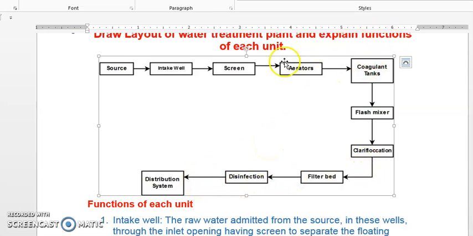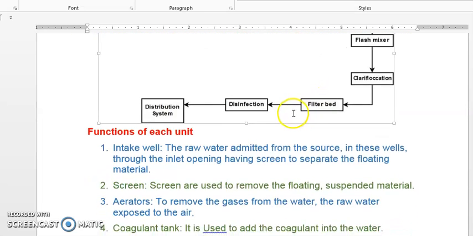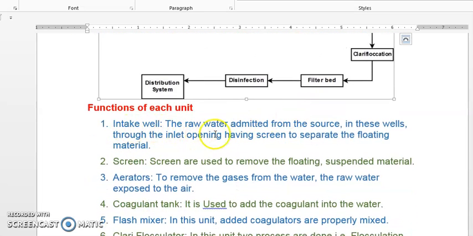Then they have said explain the function of each unit. So in short, I have written here, intake well. The raw water is admitted from the source in these intake wells through the inlet opening, which is having a screen to separate the floating matter, which is very commonly found in the surface water. So that's what I have been repeatedly telling. Screens are included in the intake structures, right? And what for the screens are provided? For the removal of floating and suspended matter.